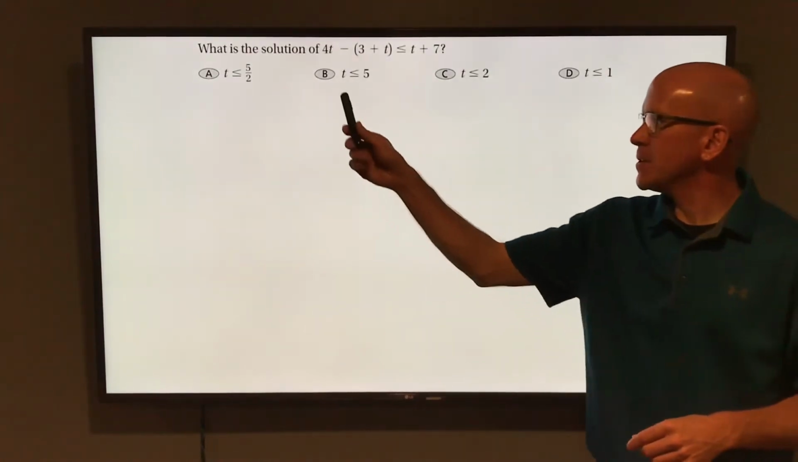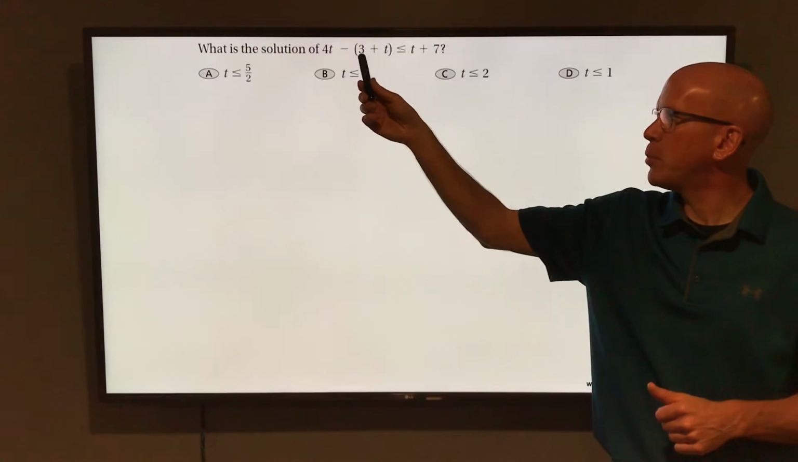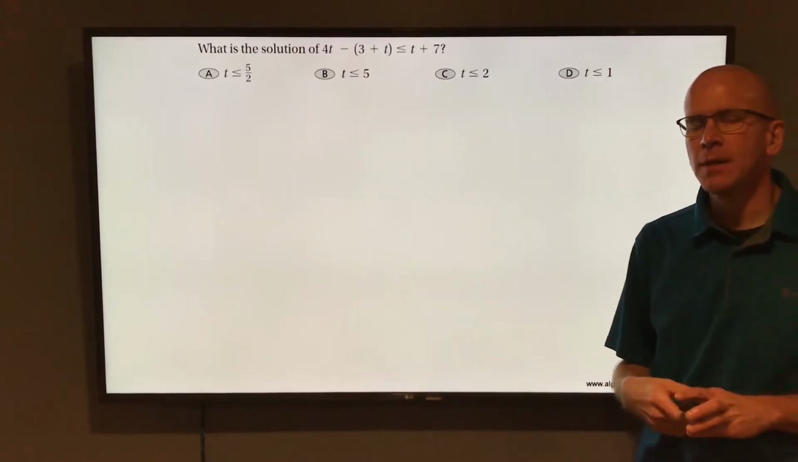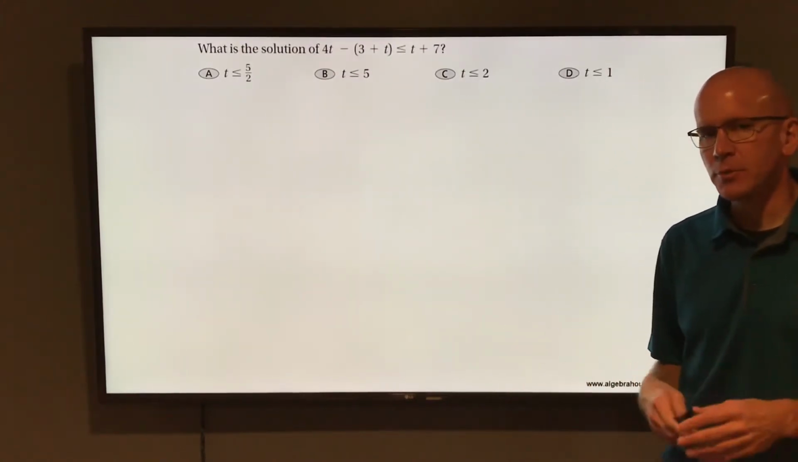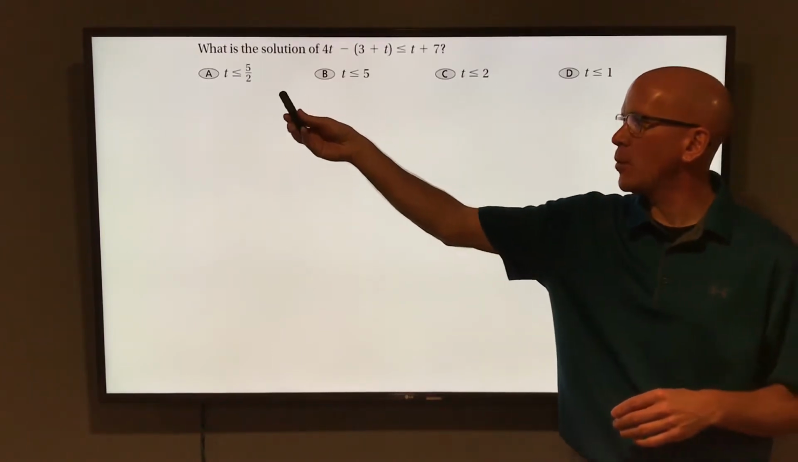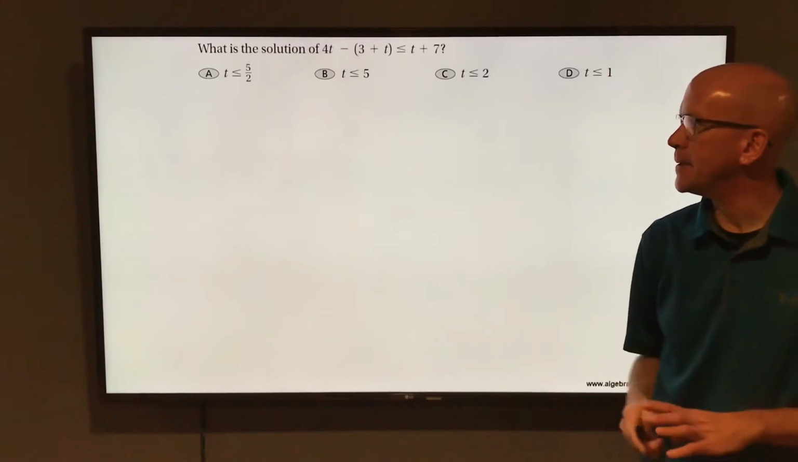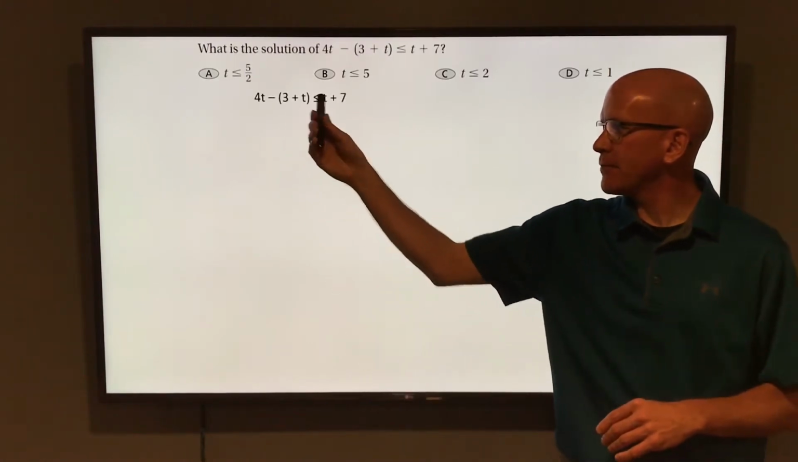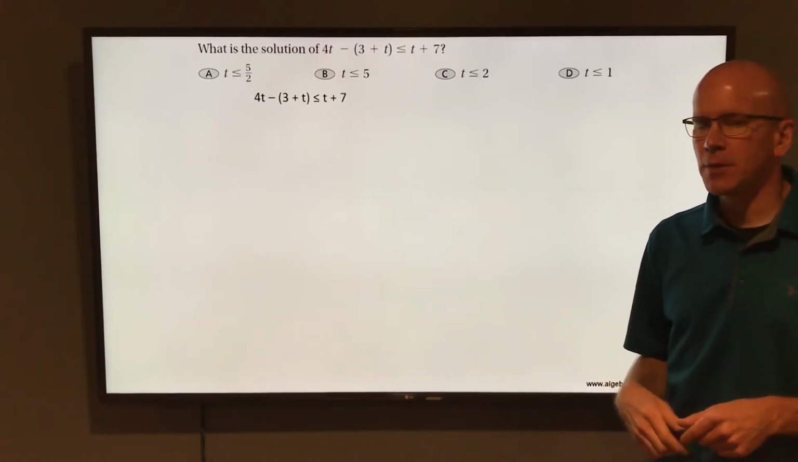Going to find the solution of this inequality, 4t minus the quantity 3 plus t is less than or equal to t plus 7. It's always good to practice with some multiple choice questions, to get into the practice of taking the ACT test. Obviously, it's going to be one of these answers, A, B, C, or D. So if we're solving that for t, we want to get the t by itself, isolate the variable.